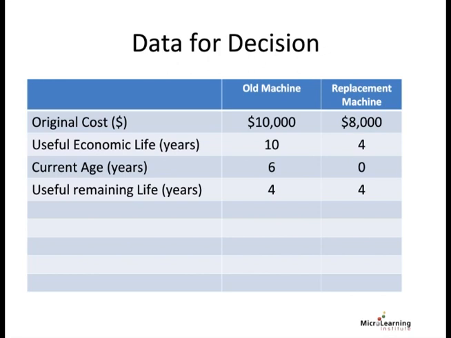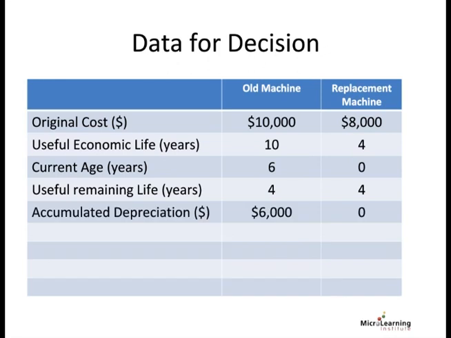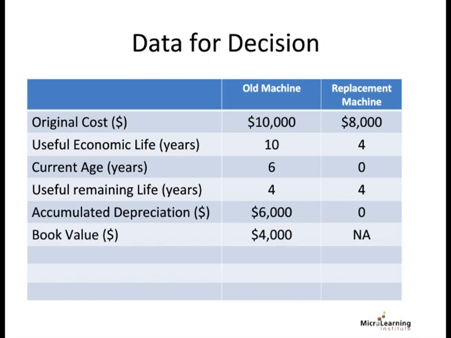For the old machine, this is derived from the useful life of 10 years, less the current age of 6 years. The accumulated depreciation on the old machine is 6 years at $1,000 per year, which is $6,000. The replacement machine has not been depreciated as we have not purchased it yet. The book value of the old machine is calculated by subtracting the accumulated depreciation from the original cost. Hence, $10,000 less $6,000 is $4,000. The proposed replacement machine does not have a book value.